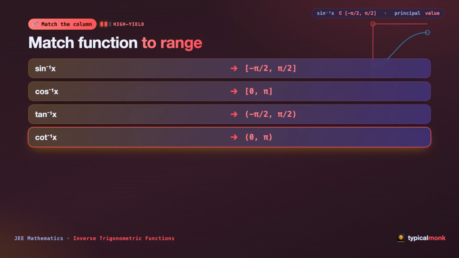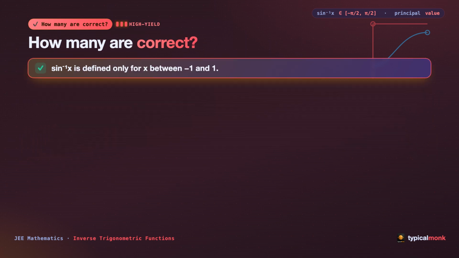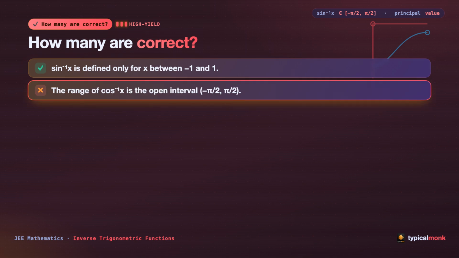If all 4 ranges came to you before the reveal, the principal branches are becoming yours. Here is a favorite format. I read some statements, you silently count how many are correct. Statement 1. Sine inverse x is defined only for x between negative 1 and 1. Hold your verdict. Statement 2. The range of cosine inverse x is the open interval negative pi by 2 to pi by 2.